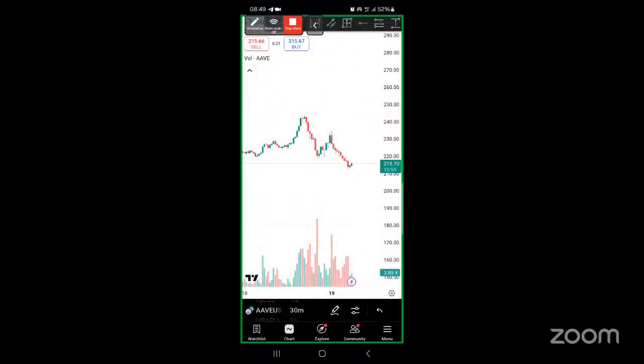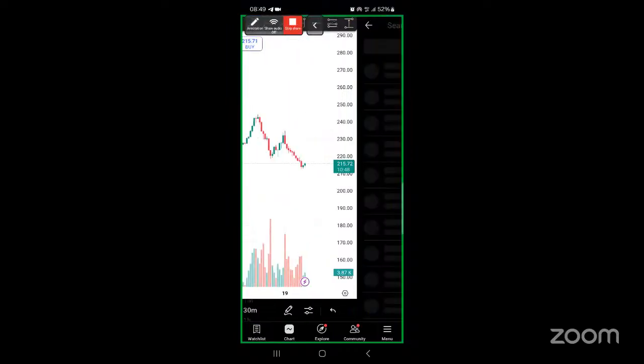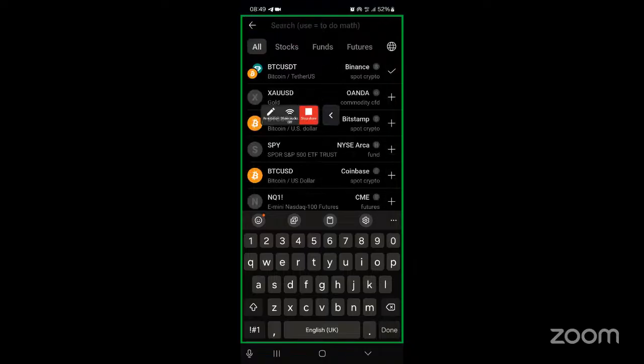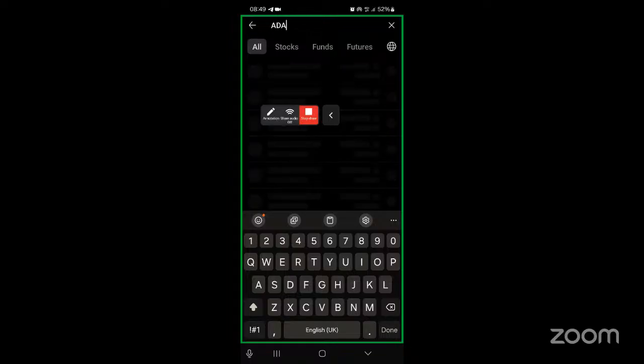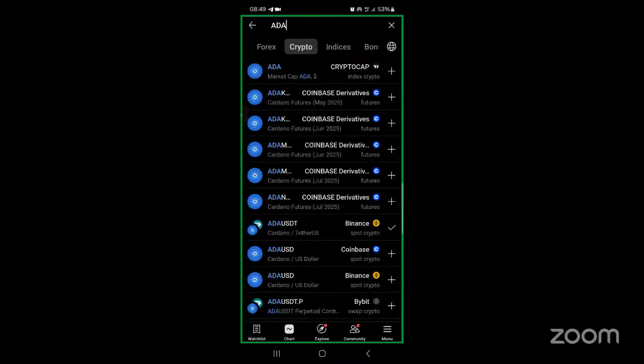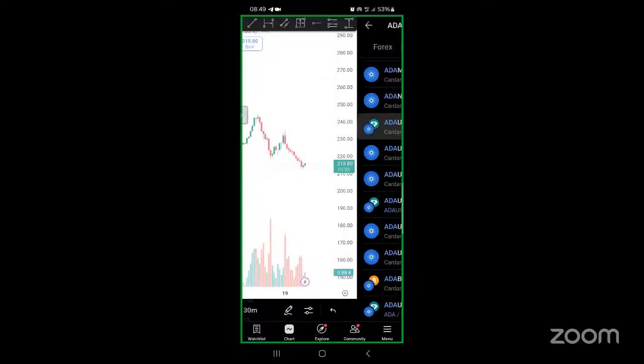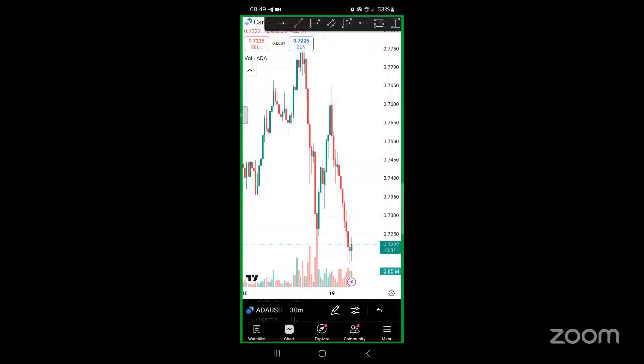So this is my TradingView. I told you I'm going to put the name of the coin here. When I tap here, it will bring me the options. Search for the name of the coin. Let's search for ADA. And it's a crypto, on Binance. There you go. So this is ADA.